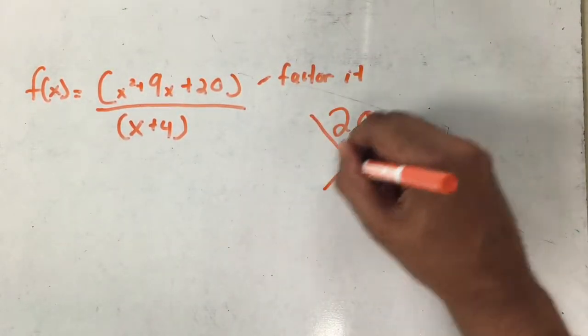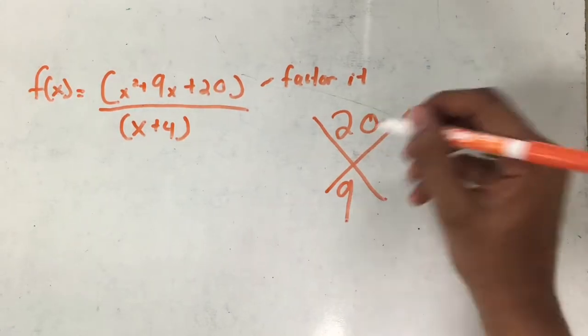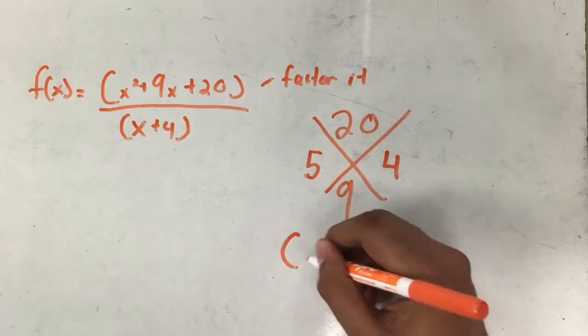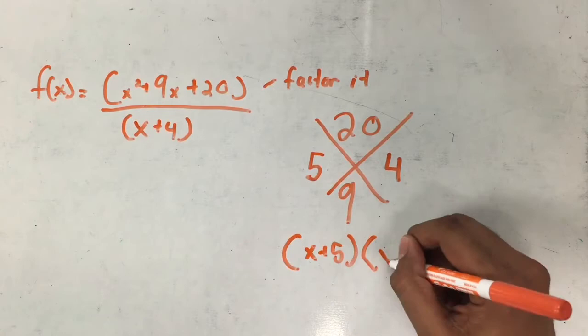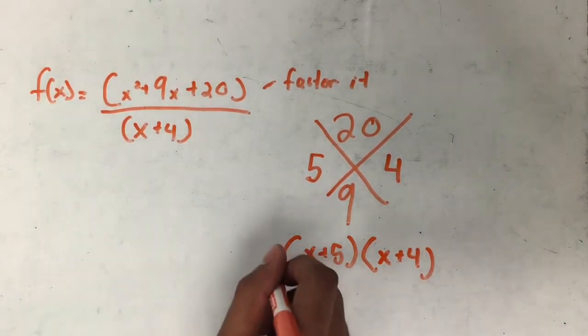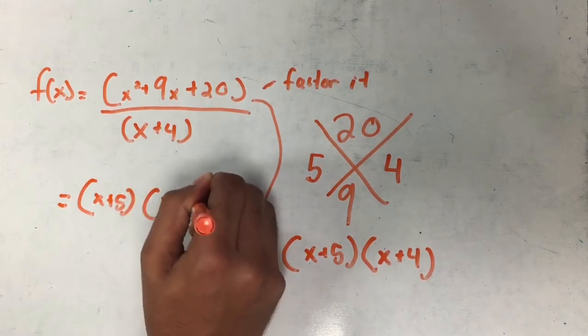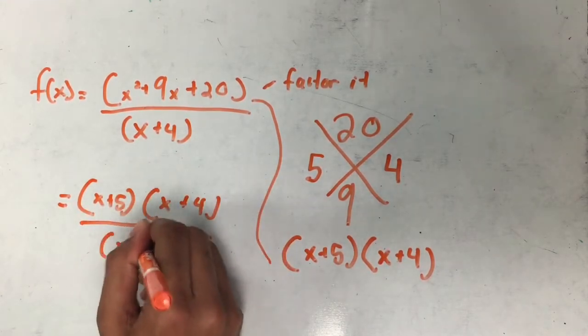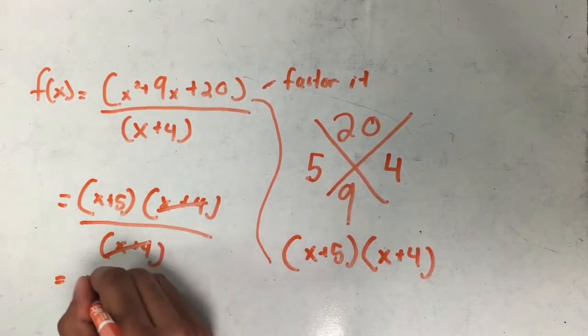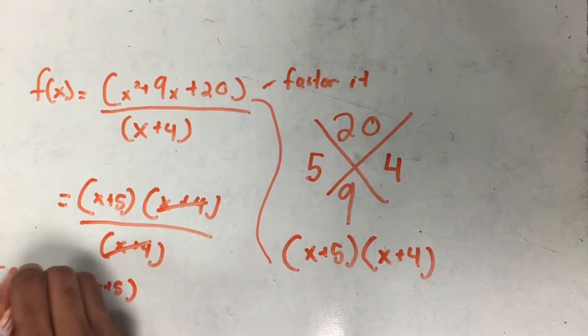So now we're going to put the last term at the top and the middle term at the bottom, and see what numbers add to the bottom and multiply to the top. In this case it'll be 5 and 4. So now I'm going to rewrite the equation using x plus 5 and x plus 4. And here we can see that x plus 4 can cancel out to get just x plus 5.